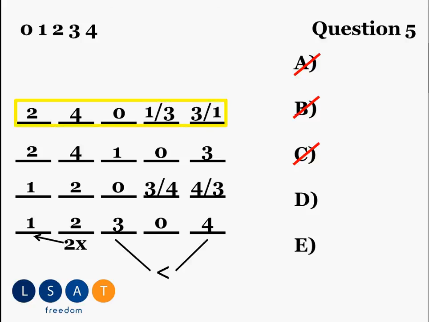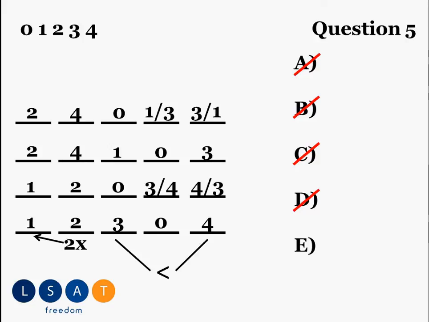D, are there at most 2 spaces between 2 and 3? Well, that's incorrect because here we've got potentially 3 digits between 2 and 3. And same thing with the second template. We had 4, 1, and 0 between 2 and 3. So D is incorrect, and that leaves us with E.